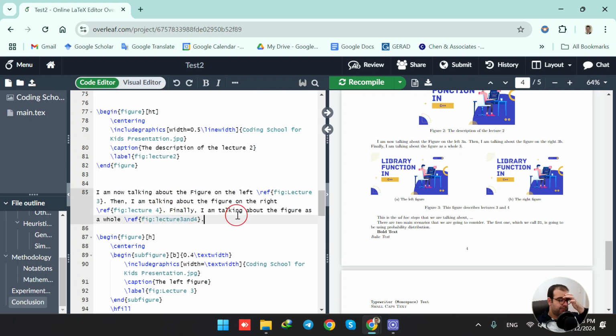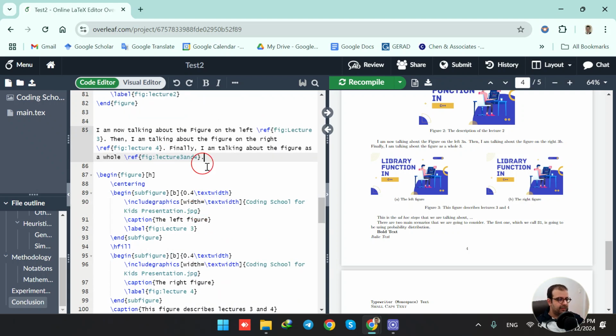So this is how we are going to have subfigures and how we're going to manage labeling these figures as a whole and individually.